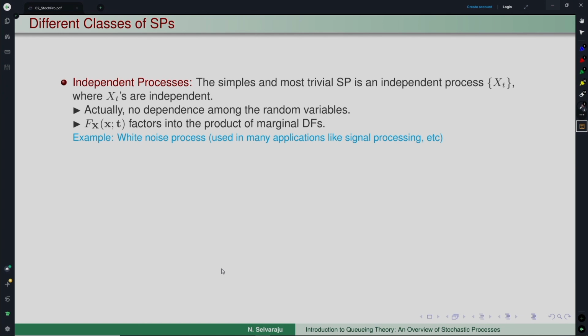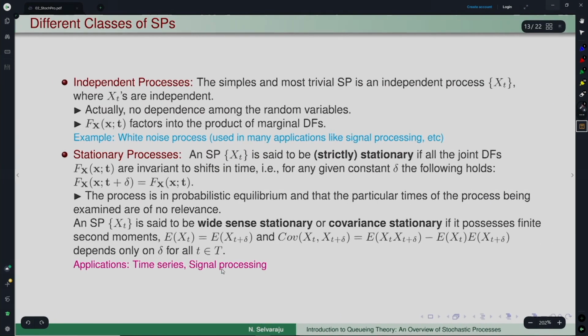An example could be an IID noise, or simply a white noise process as some people call it in areas like signal processing and other places where it has applications. It is basically the independent one, an IID sequence essentially, or IID family in this particular case. Independence means we just want independence only, but if the distribution also is the same, then it becomes IID.